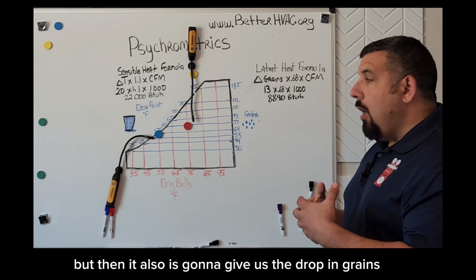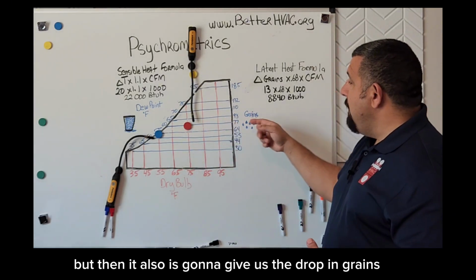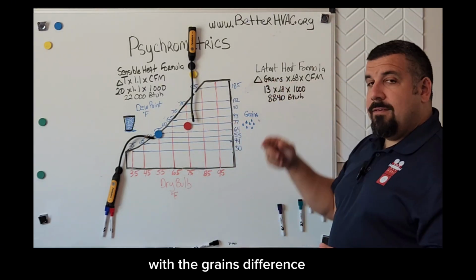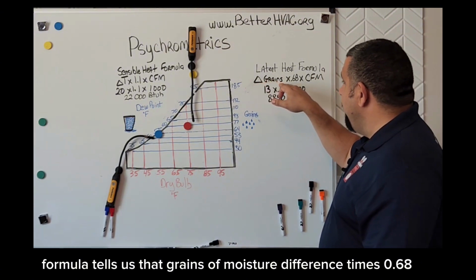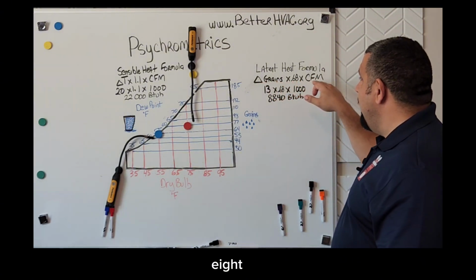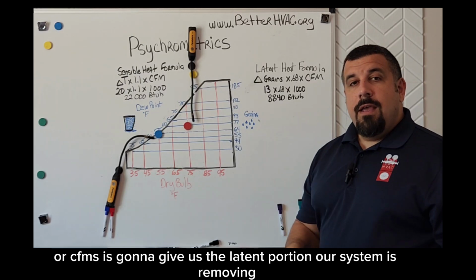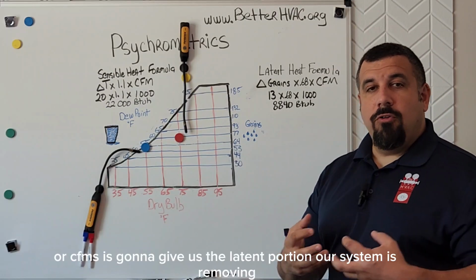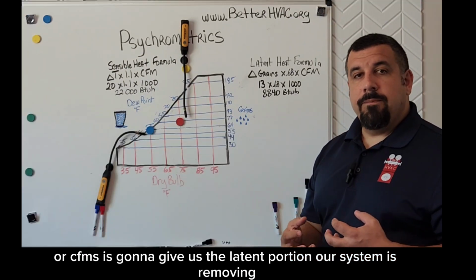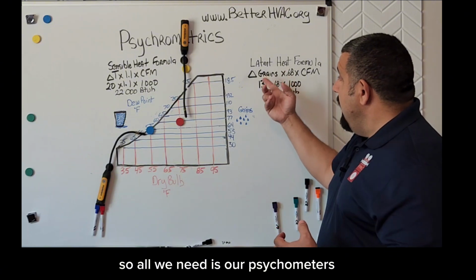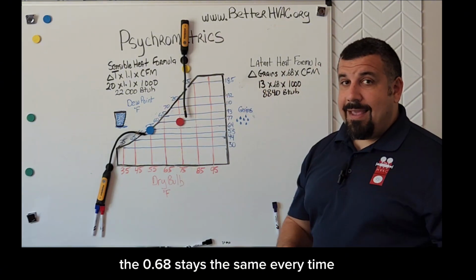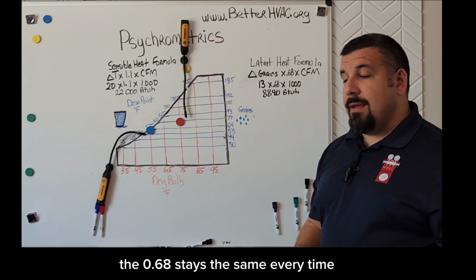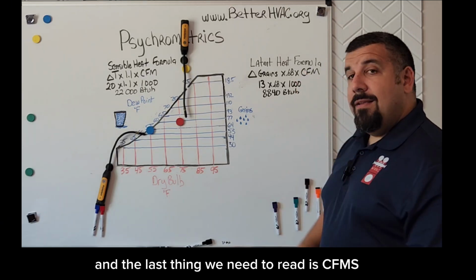But then it also is going to give us the drop in grains, or the grains difference. So the latent heat formula tells us that grains of moisture difference times 0.68 times our CFMs is going to give us the latent portion our system is removing. So all we need is our psychrometers. We've already got those in place. The 0.68 stays the same every time. And the last thing we need to read is CFMs.